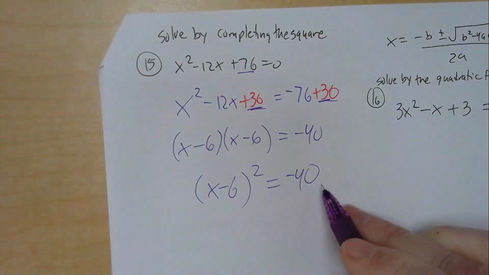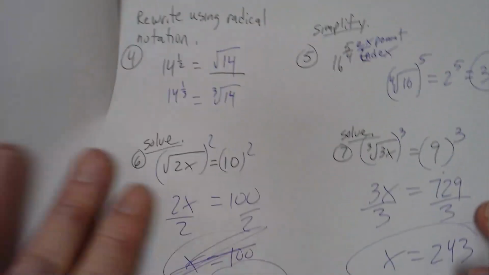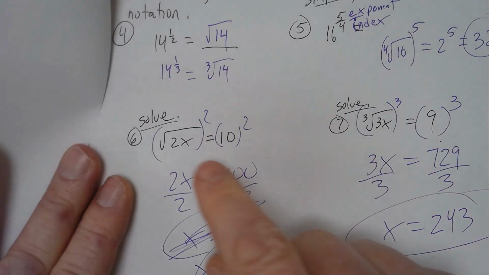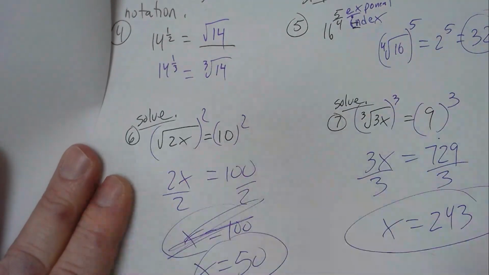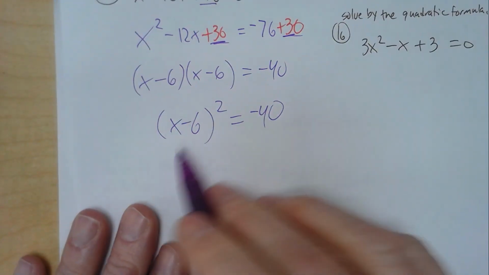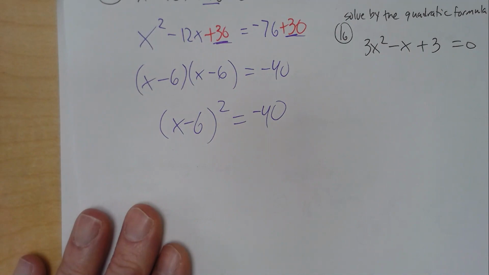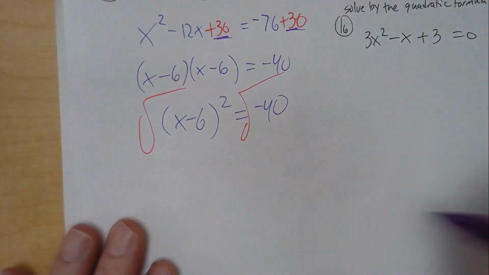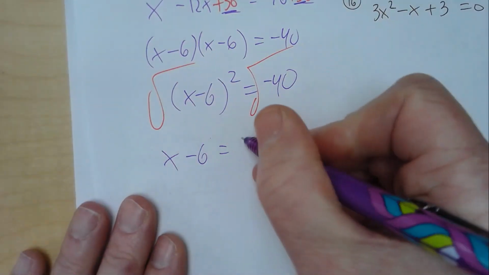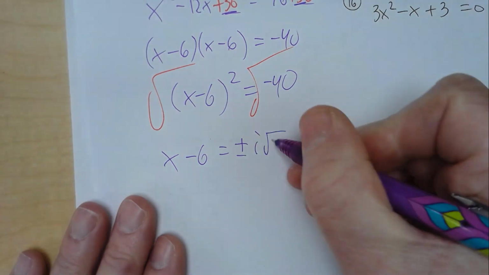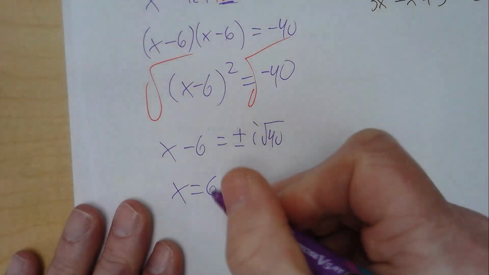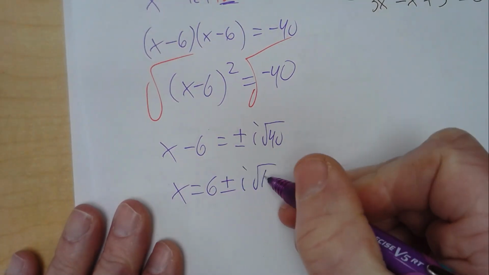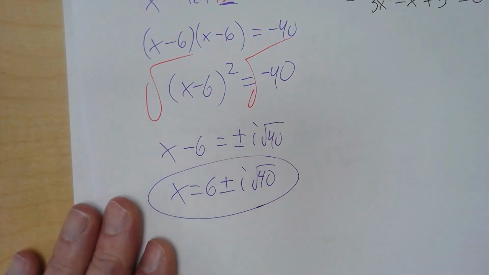So we have something squared is equal to a number. It's kind of like these problems. You have the square root of something is equal to a number, so I squared both sides. But it's just the reverse thing. I have squared, right? So I'm going to do the opposite of squaring. I'm going to square root each side. So I get x minus 6 equals plus or minus I square root of 40, pulling the I out. Add the 6 over: 6 plus or minus I square root of 40. Because you got to add that 6 over.